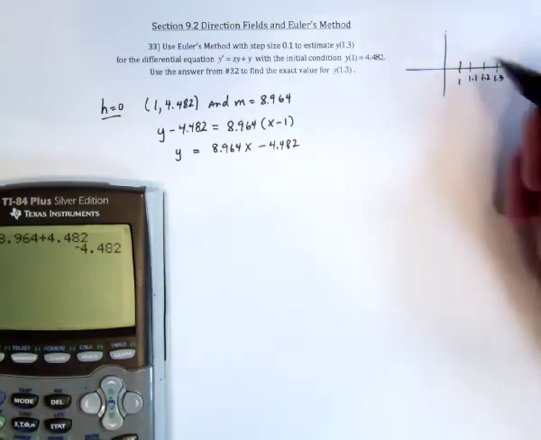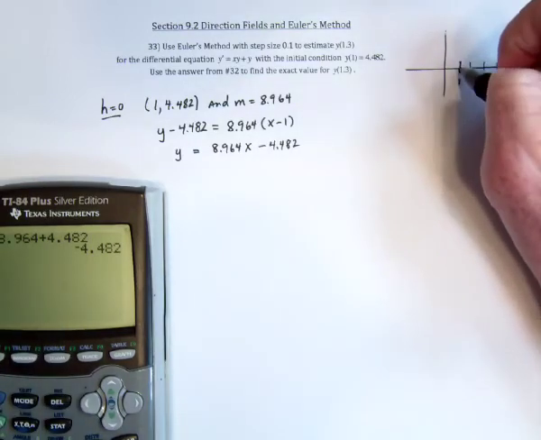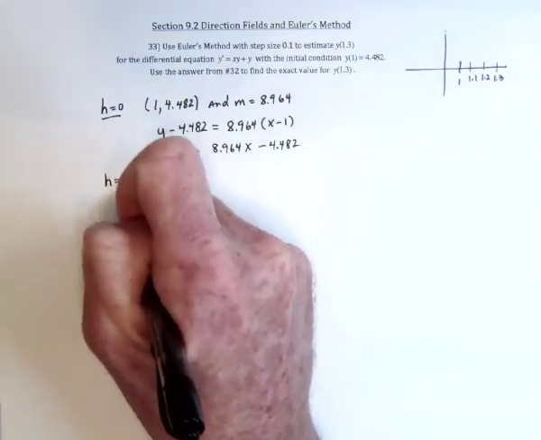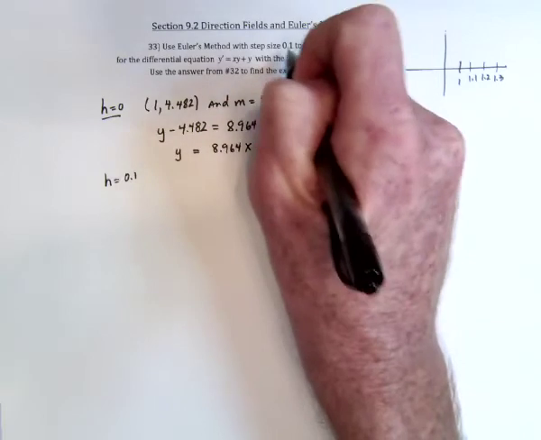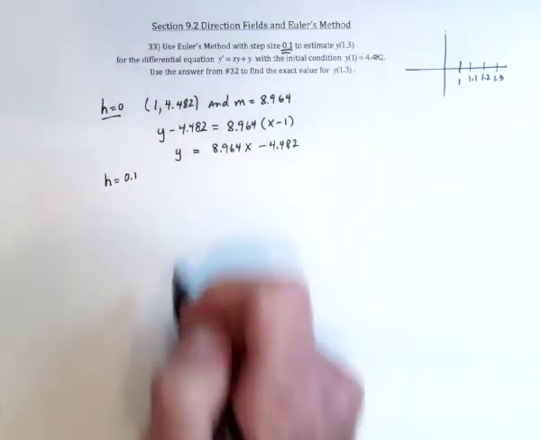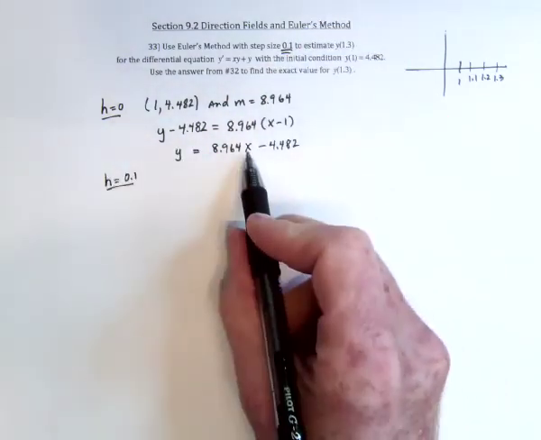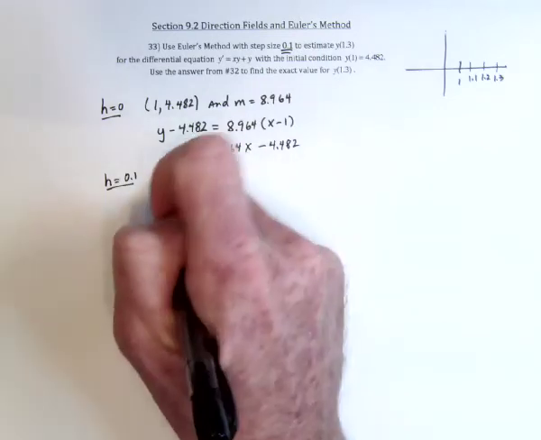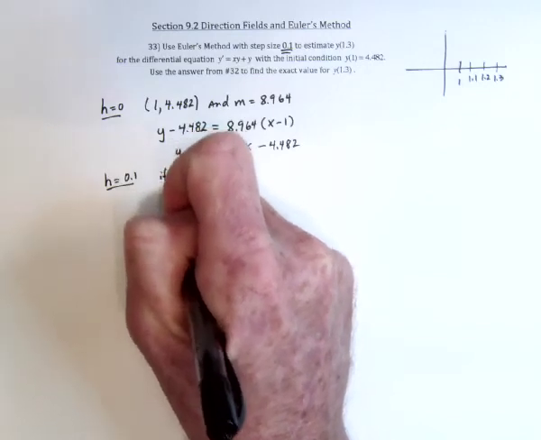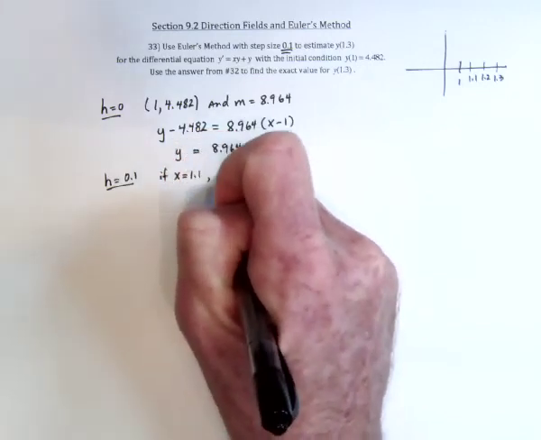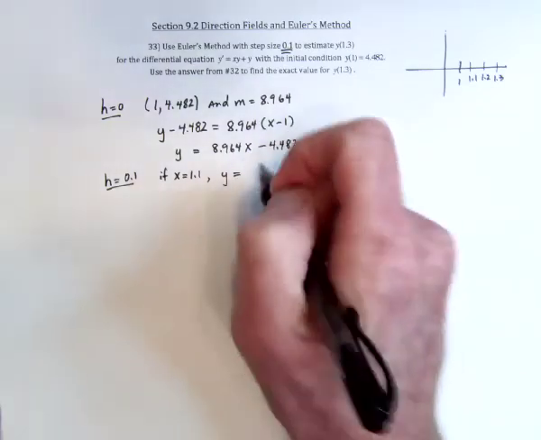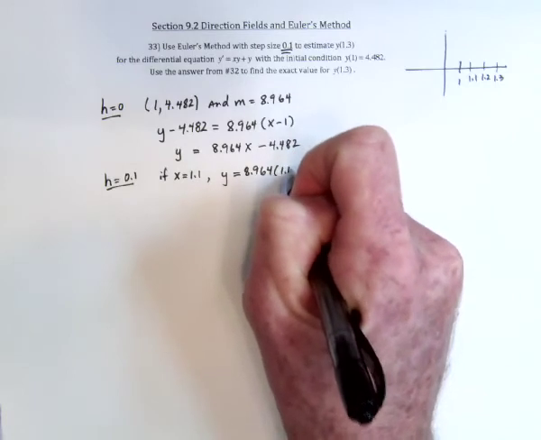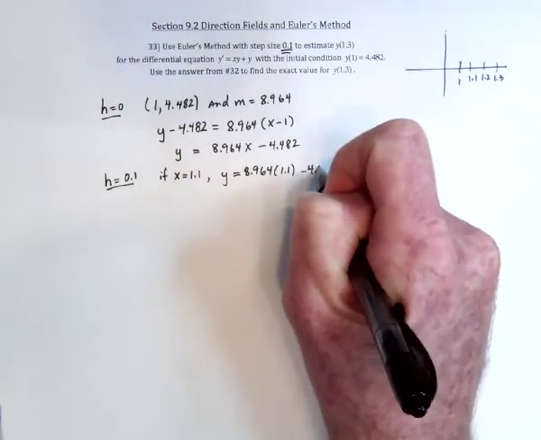Okay, now we're done with this point at 1. Now we move over to 1.1. So now we call that h. We're moving over by 0.1, which is usually given. So in that case, you have to say, okay, now we're over to the point where x equals 1.1. So if x equals 1.1, y is equal to, and then just plug that in. So 8.964 times 1.1 minus 4.482.